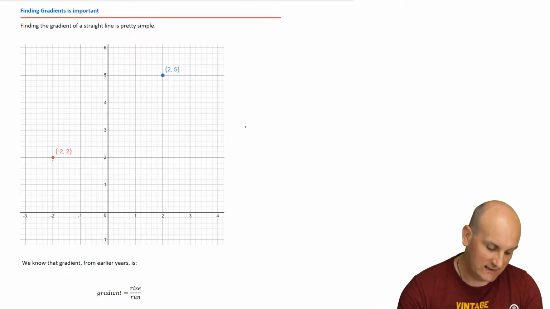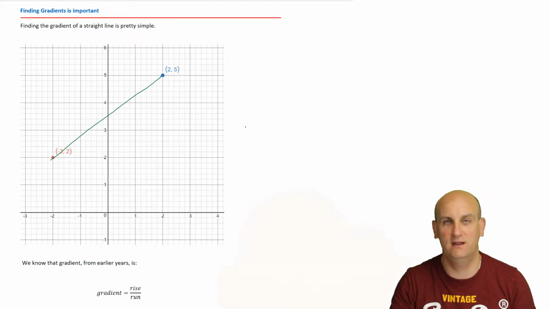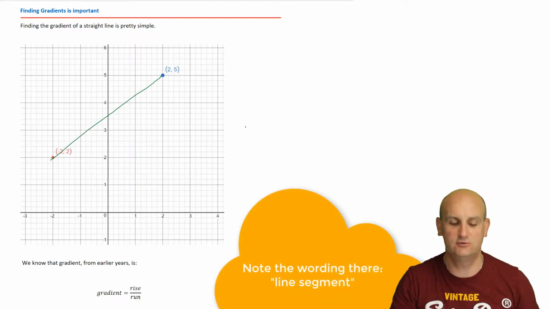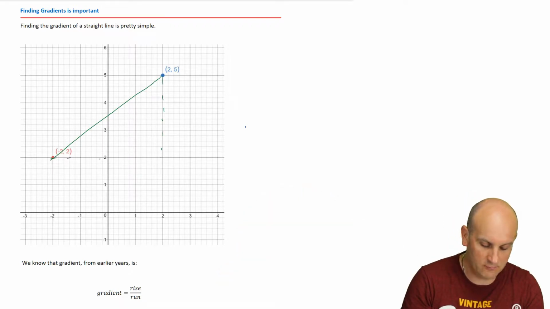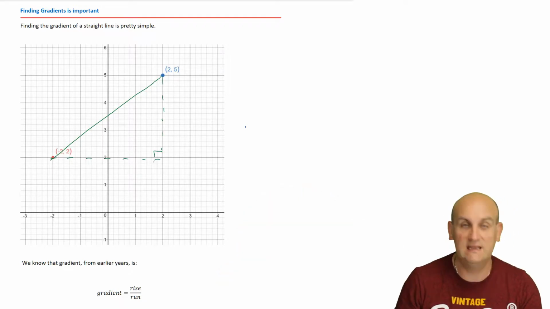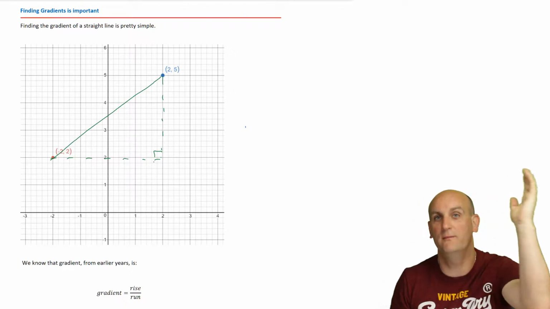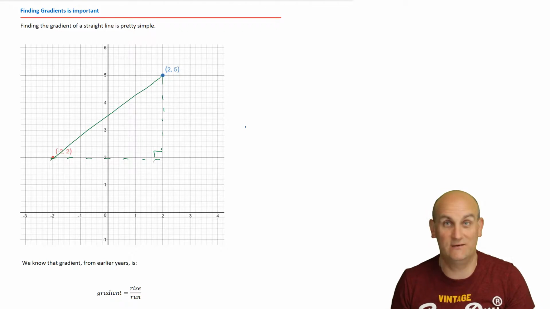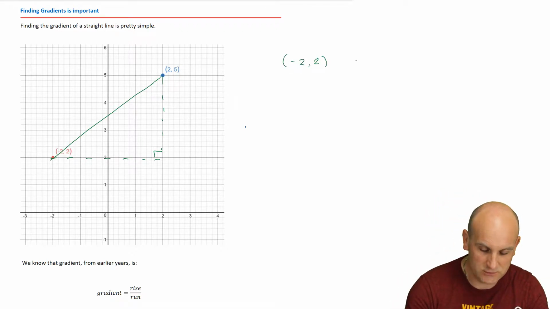So basically, there is a line segment between 2 points, and how do I find the gradient? Yes, you're screaming at me now. It's rise over run, and absolutely it is. So there we go. There is my right angle triangle, which I'm very keen to draw. And so now I can find my rise over my run just by counting squares or looking at coordinates. So I have -2, 2, and I have 2, 5.